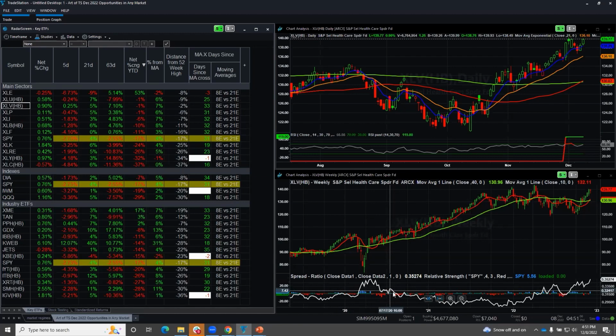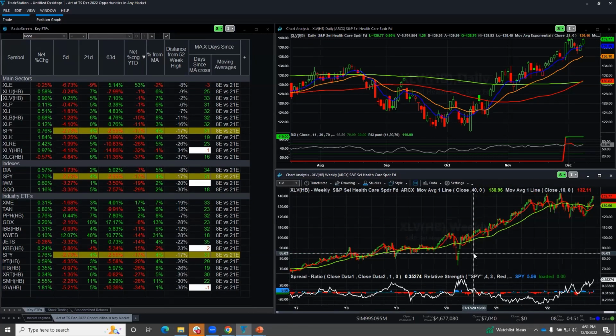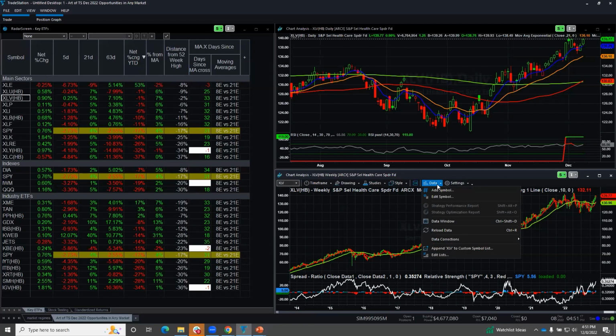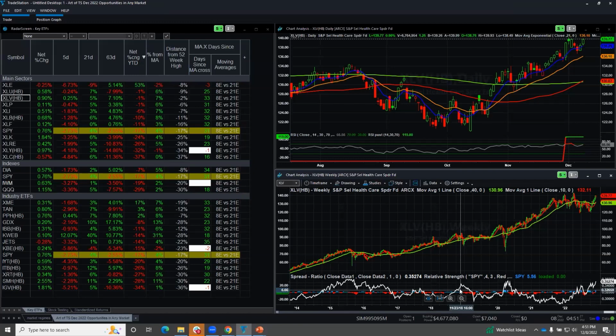Okay. This on the weekly shows two different things. It shows healthcare as a ratio against SPY. So let's actually look here at data and go to edit symbols. And you can see that this chart actually has two symbols on it. It has down here, what it has is an indicator called spread ratio.